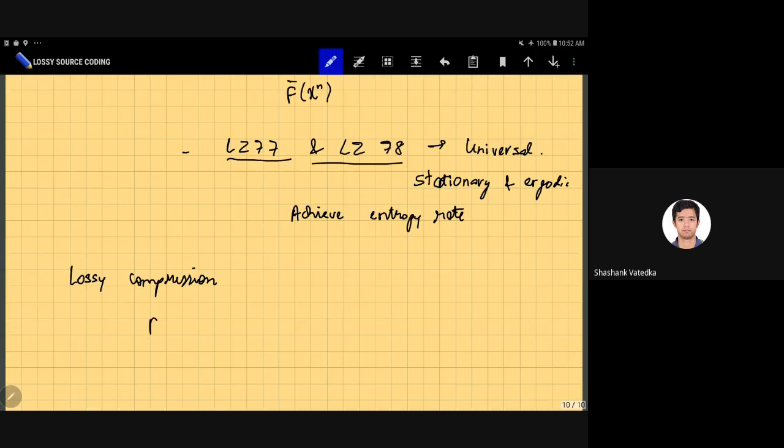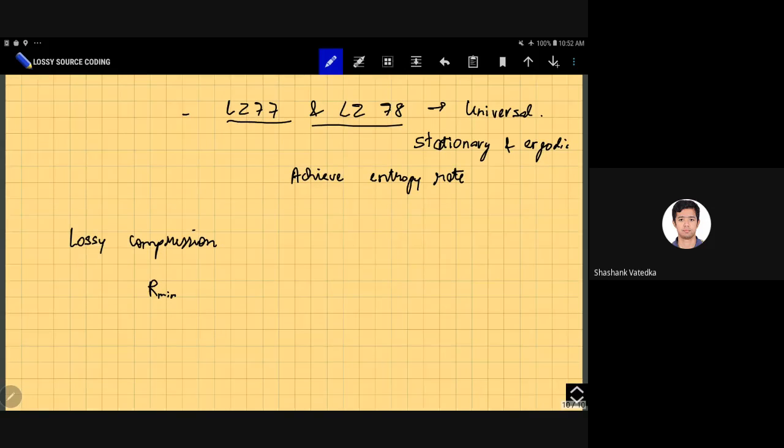And the minimum rate of blockwise lossy compression, or the minimum asymptotic rate of vector quantization, is given by the minimum over p(x hat given x) of the mutual information between x and x hat, such that the expected distortion between x and x hat is less than or equal to delta. So for a given distortion delta, the minimum rate of compression is given by this quantity, and this is all obvious since it's a mutual information.